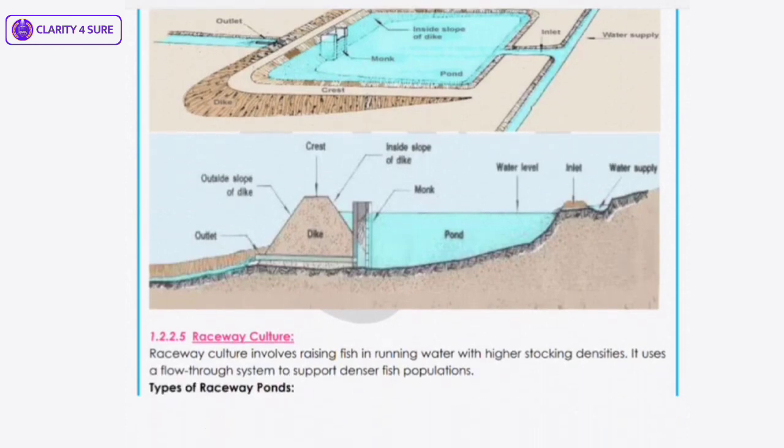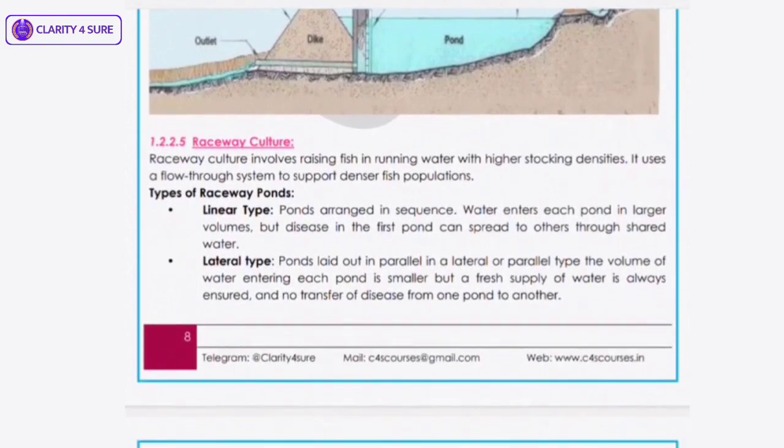Okay, let's move to raceway culture. Raceway culture is a flow-through system where water flows continuously through long, narrow tanks or channels because it is supposed to support denser fish populations. It is commonly made of concrete or fiberglass.